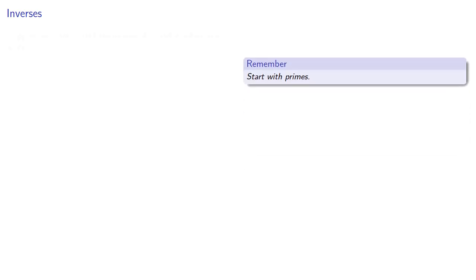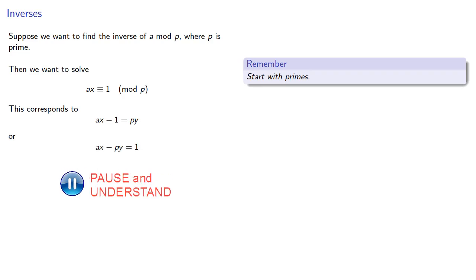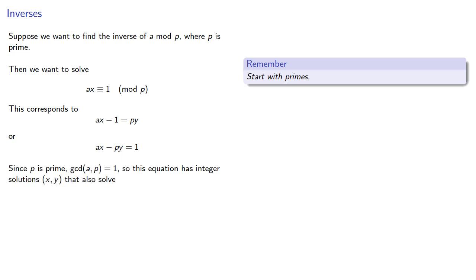So again, it's useful to start with primes. Suppose we want to find the inverse of a mod p, where p is a prime number. Then we want to solve ax congruent to 1 mod p. And this corresponds to the difference ax minus 1 being a multiple of p, which we can rewrite as ax minus py equals 1. Since p is prime, the greatest common divisor of a and p is 1, so this equation has integer solutions that can also solve ax congruent to 1 mod p and minus py congruent to 1 mod a.